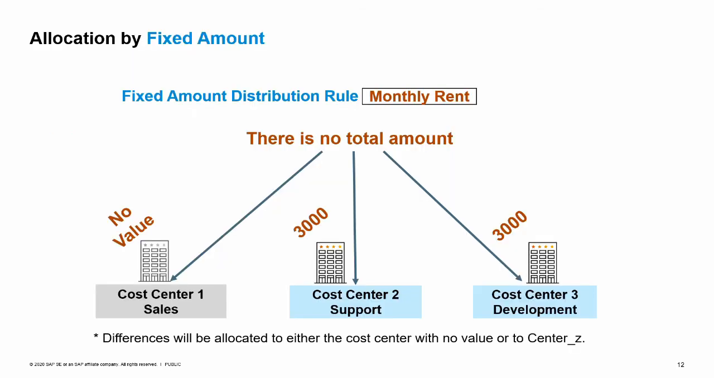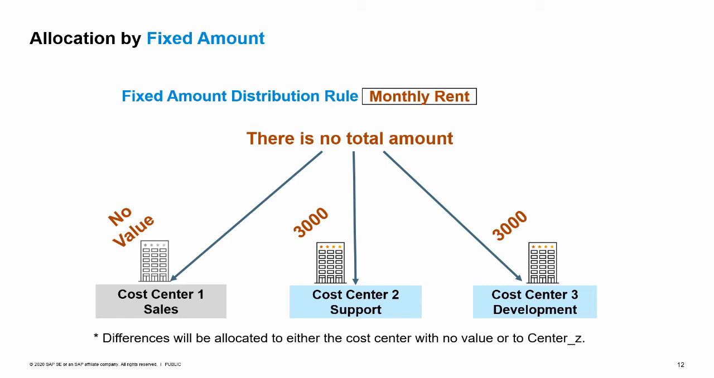Sometimes fixed amounts are required to be allocated to specific cost centers. For example, the sales employees are in the field a lot, however, the support and development employees are not. So, the company wants to allocate a fixed amount of the monthly rent expense to the support department and the development department. To achieve this, in the distribution rule setup you can define a fixed amount of $3,000 for support and development cost centers. You can include the sales cost center too with no cost value to absorb any differences.